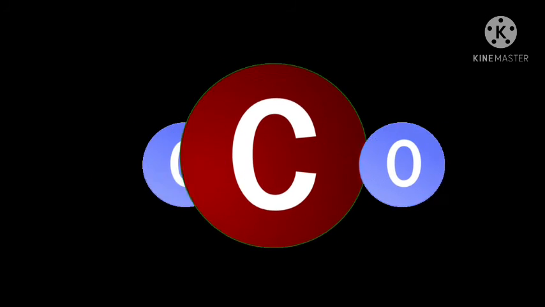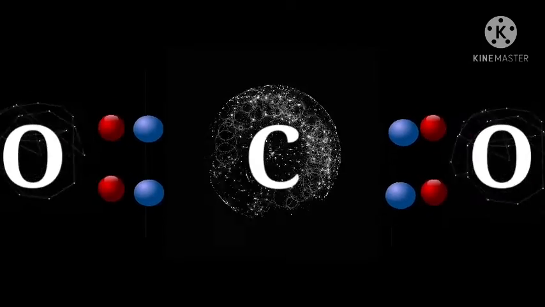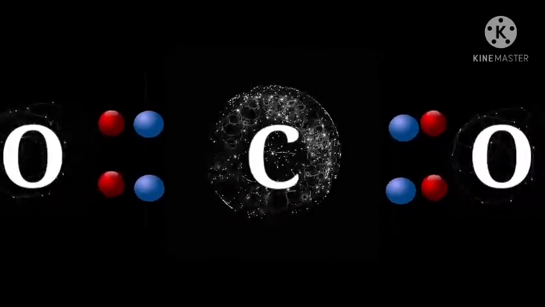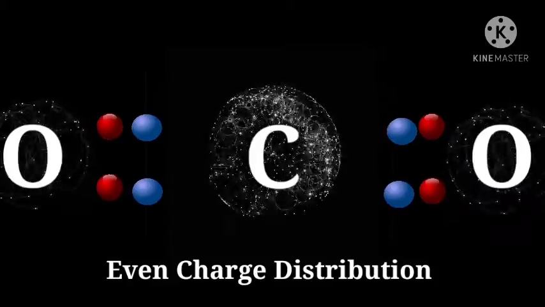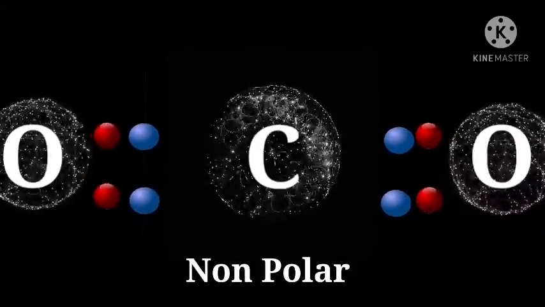A molecule like CO2 may be composed of two dipoles, but it has no dipole moment. This is because the charge is equally distributed amongst the entire molecule. When molecules have an even charge distribution and no dipole moment, then they are non-polar molecules.